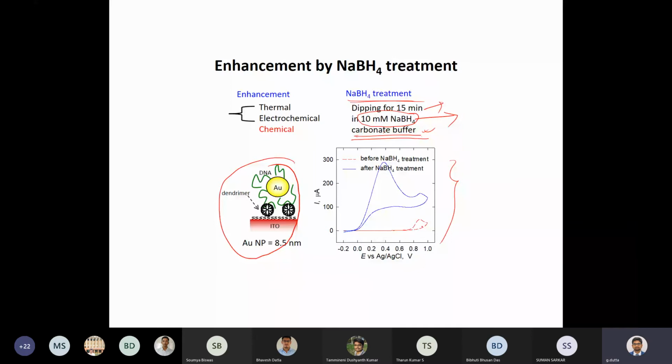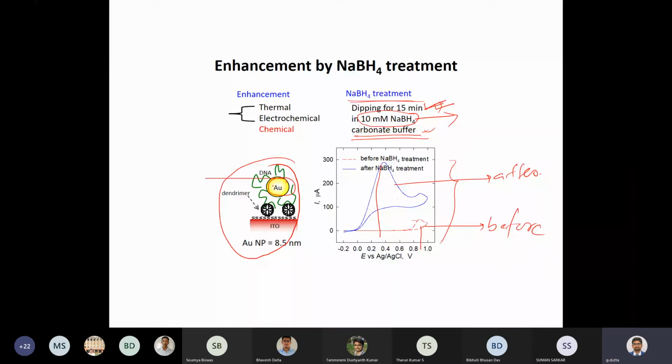In the bottom one, you can see the before. In the upper one, you can see the after. You can see the oxidation potential and the current change quite a lot. Too much change. This can be done within 15 minutes when you dip it inside a sodium borohydride solution, and this is for gold nanoparticles.